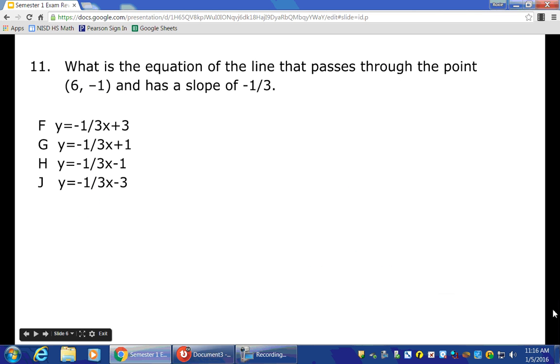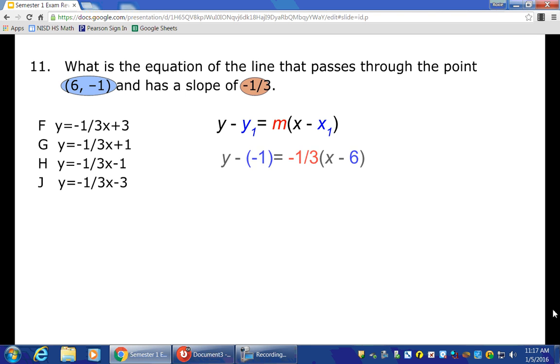Number 11. What is the equation of the line that passes through the point (6, -1) and has a slope of -1/3? Well, this problem is similar to number 10. We're given a point, (6, -1), and we're given a slope of -1/3. So again, we can use the point-slope formula. I'm going to plug in for my x and y values and plug in for my m. So I have y minus a -1 equals -1/3 times x minus 6.